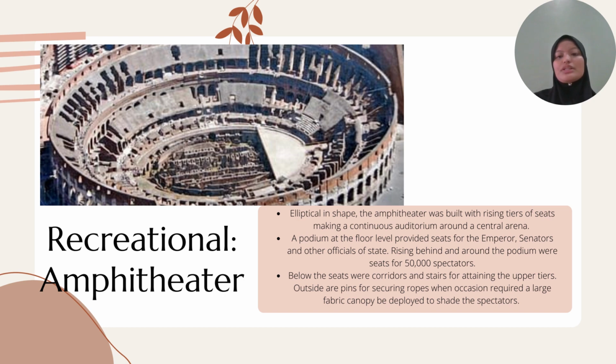The amphitheater was a uniquely Roman invention for which they apparently did not rely upon Greek influence or design. Elliptical in shape, the amphitheater was built with rising tiers of seats, making a continuous auditorium around a central arena. Amphitheaters were found in every important settlement of the empire and were a part of Roman life. The most famous of all Roman amphitheaters, and possibly of all Roman buildings, is the Colosseum in Rome.